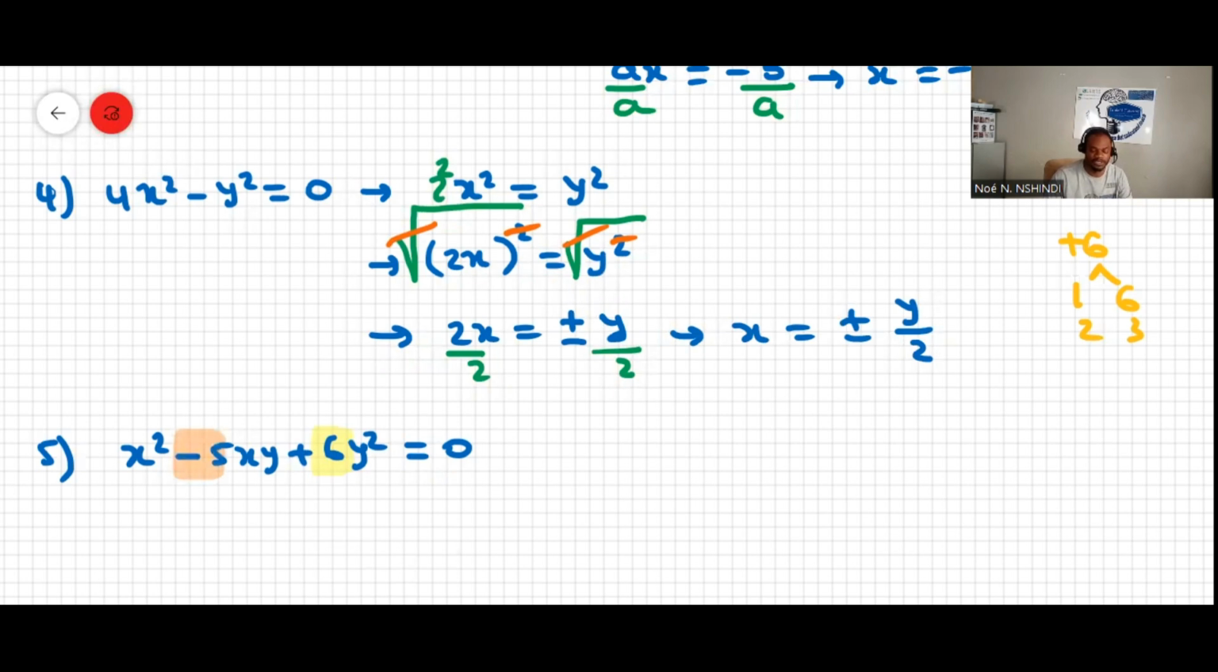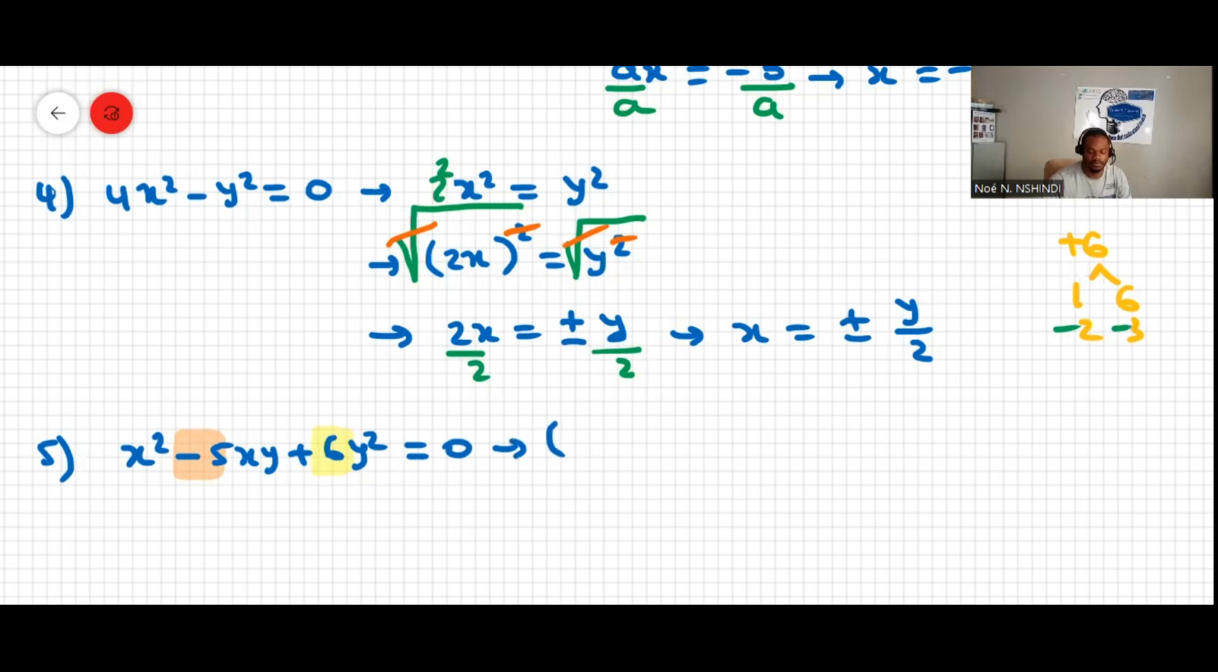Now let's see. It is possible if I do positive 1 and minus 6. It makes negative 5. But the product here doesn't make positive 6. It makes negative 6. So it cannot be this one. It cannot be this 2. But if I take negative 2 and negative 3, negative 2 minus 3 makes negative 5. Negative 2 times negative 3 makes positive 6. That's positive 6. That's positive 6.